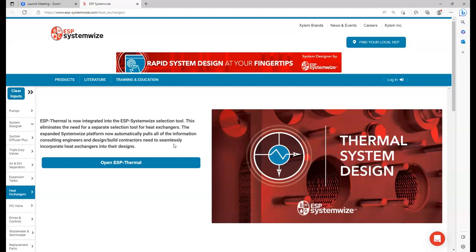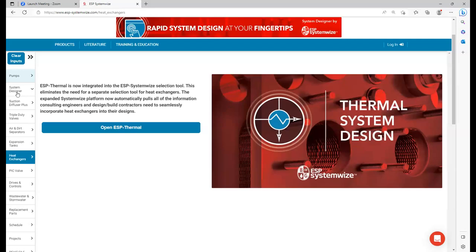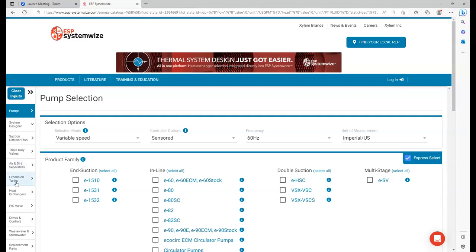Good? Okay. So this is the selection software that, if anybody works with anybody in the building on looking for a selection, and if anyone hasn't already explored it, this is where we would make our pump selections. We can go with our system designer where we could put our own variables in and it'll build a system for us. But in this case, while we're still talking about heat exchangers, what I want to do is just open ESP Thermal.